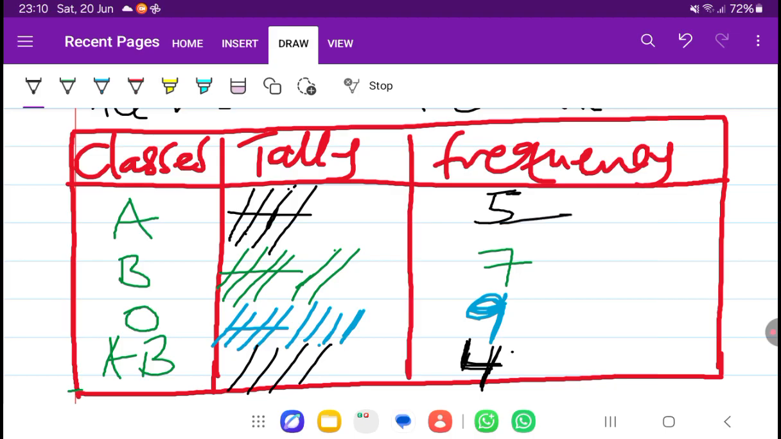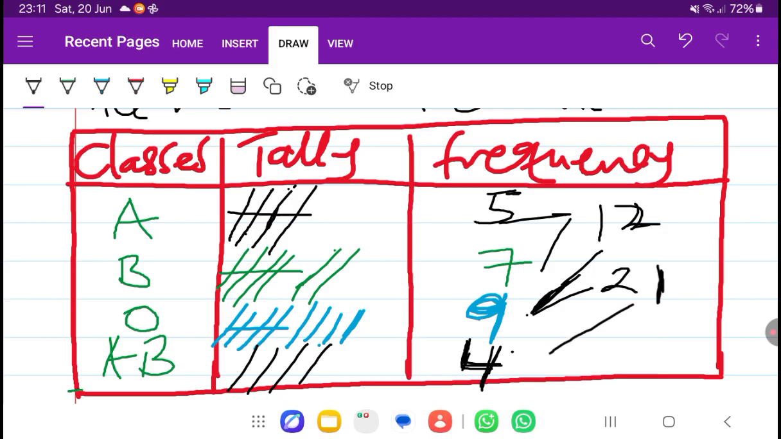Of course, you get 5 plus 7, that is 12. Plus 9, that will give you 21. 21 plus 4 gives you 25. So you are seeing the total frequency is 25, and they told us there were 25 people. So it means we have done the right thing.